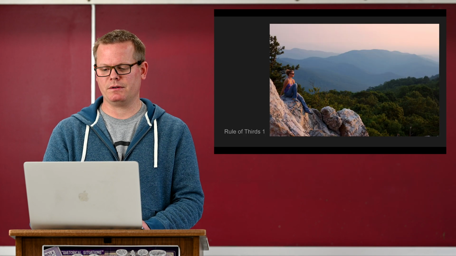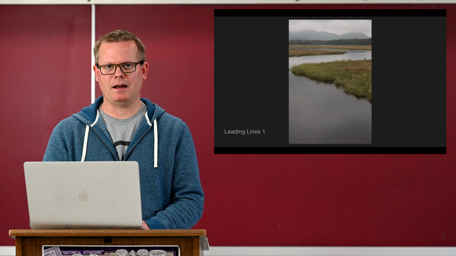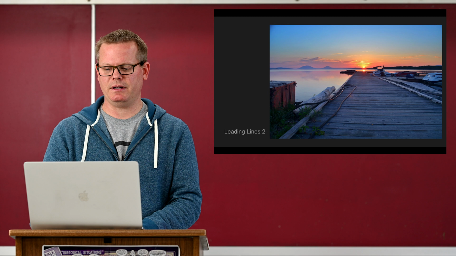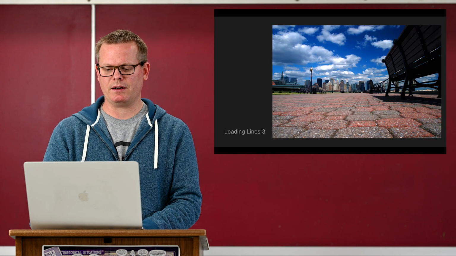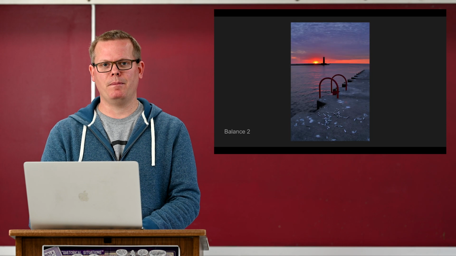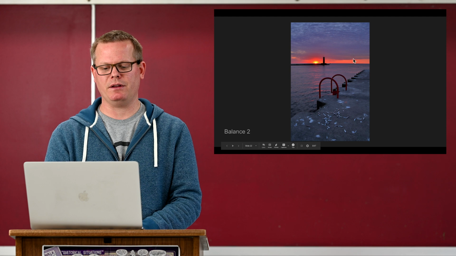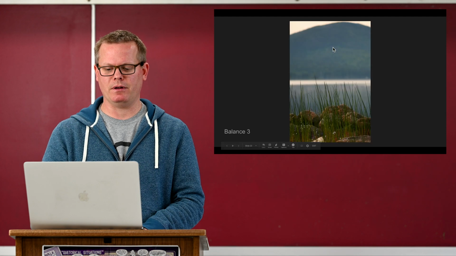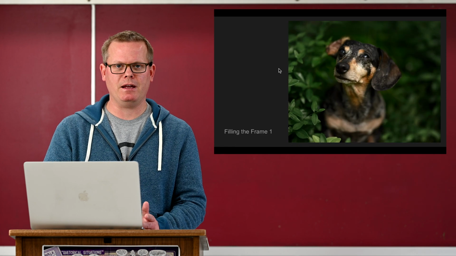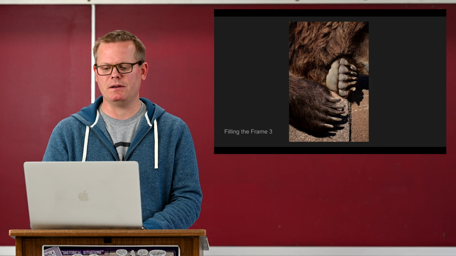Rule of thirds, rule of thirds, rule of thirds. Here's some leading lines leading you off to the mountains. Leading lines of the dock, leading lines of the bricks. Balance with the rock and its reflection. Balance in terms of the size of the elements. You've got this one major element, then this triangle, then this square. It's like very clear shapes leading you through there. Balance with the shape of these rocks kind of echoed in the shape of the mountain in the background. Filling the frame. Zooming in on a wiener dog face, zooming in on a flower, zooming in on some bear paws.